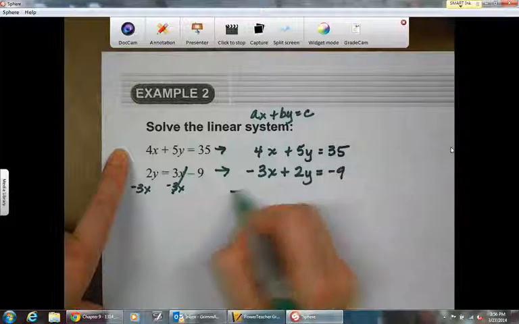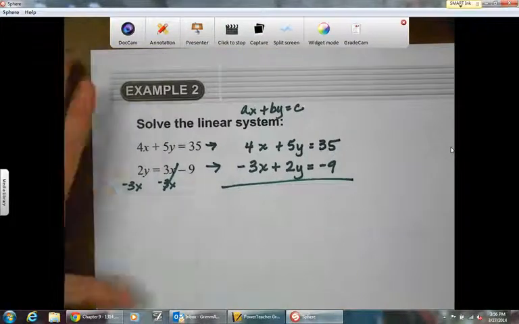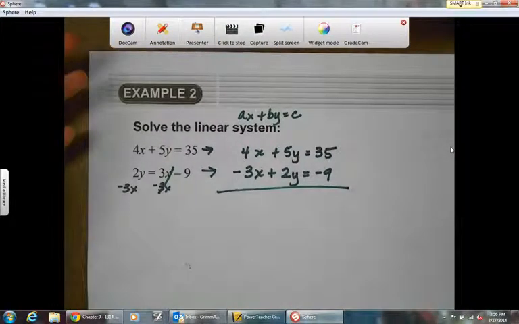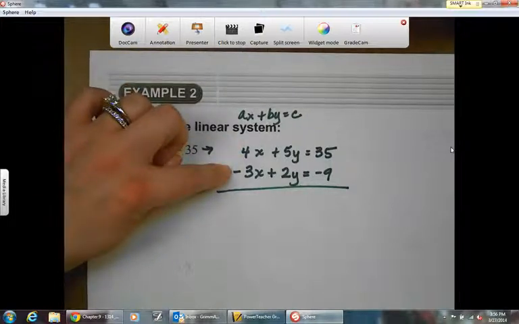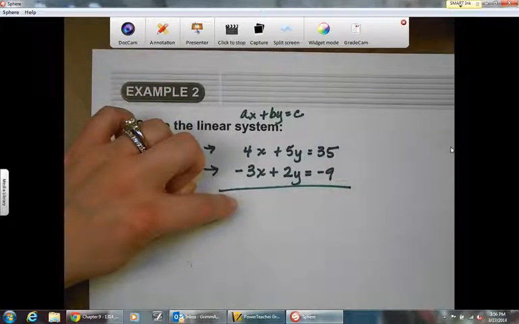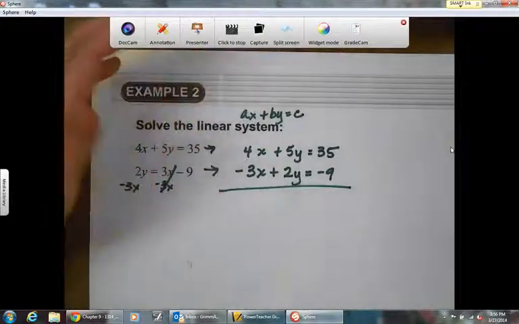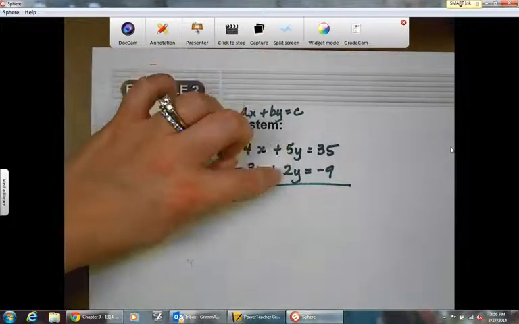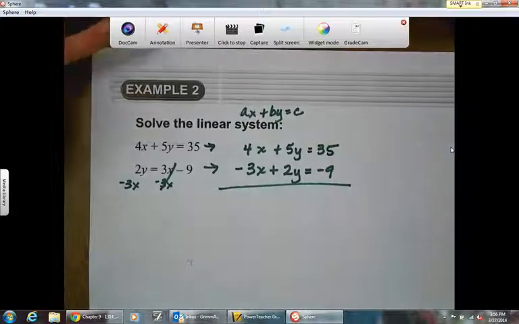Okay, so now I'm going to look at that and say, well, can I just go ahead and add or subtract it? Well, 4 and negative 3, no, that's going to give me an x. That's not going to give me 0x, it's going to give me 1x. So I cannot add them because 5 and 2 would be 7, so that's not going to help me. I can't subtract them, that's not going to help me.